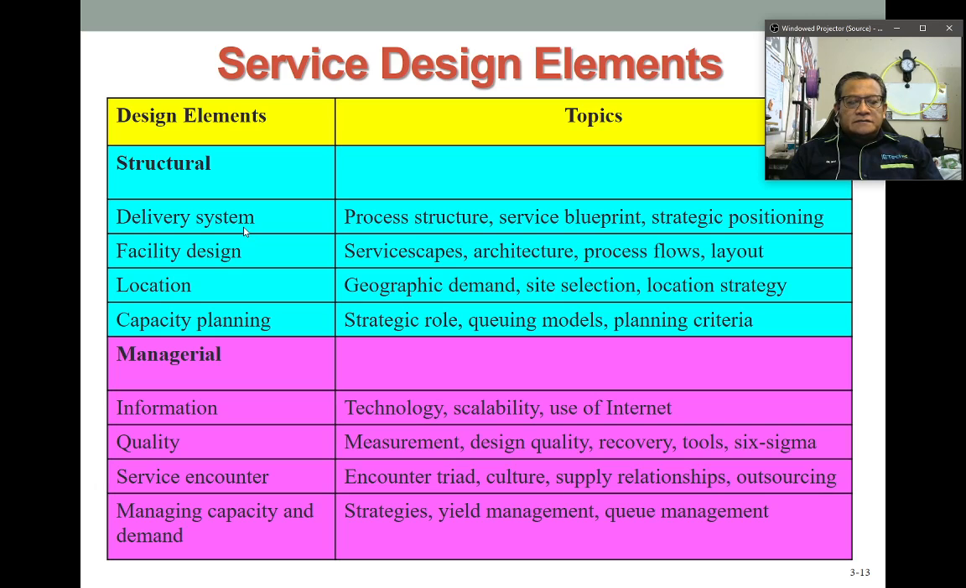For example, for the Amazon e-commerce platform, the delivery system must consist of the process structure, the service planning or blueprint itself, and its strategic positioning. Structurally, the facility design must also include the servicescape, which is the environment in which the service is provided, the architecture of, for example, the website for Amazon.com, the process flow and its layout.